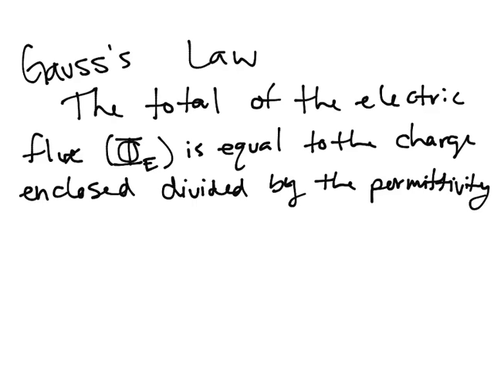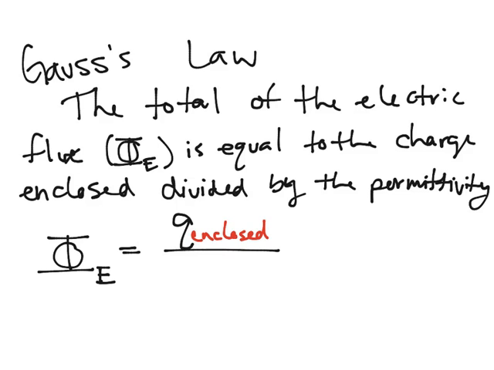Alright, so Gauss's law in basic is the total of the electric flux. Remember, flux is the amount of stuff that goes through an area, in this case electric field, is equal to the charge enclosed divided by the permittivity. So, to write that as an equation, the electric flux is equal to the charge enclosed divided by the permittivity. This is just the permittivity constant, or epsilon naught.